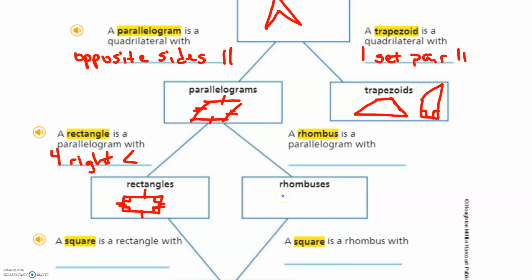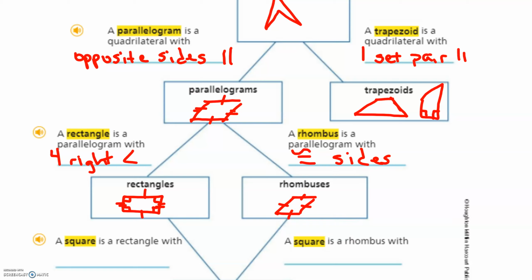The rhombus is the one that is hardest for kids to remember. A rhombus is a parallelogram, but it has congruent or equal sides. And I'm going to show you the symbol for congruent. It starts out with an equal sign, and then there's a little curly Q on the top like that. So congruent. So a rhombus has congruent sides. So all of these sides are the same length. They're congruent.